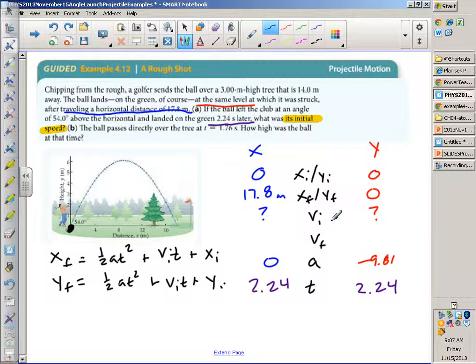Here, there are 5 terms in this equation: x final, acceleration, time, v initial, and x initial. Guess what? We know 4 of those. So using these 2 equations, you should be able to figure out v initial on the x-axis and v initial on the y-axis. Why don't we do that now and find out what those 2 initial velocities are on each axis.